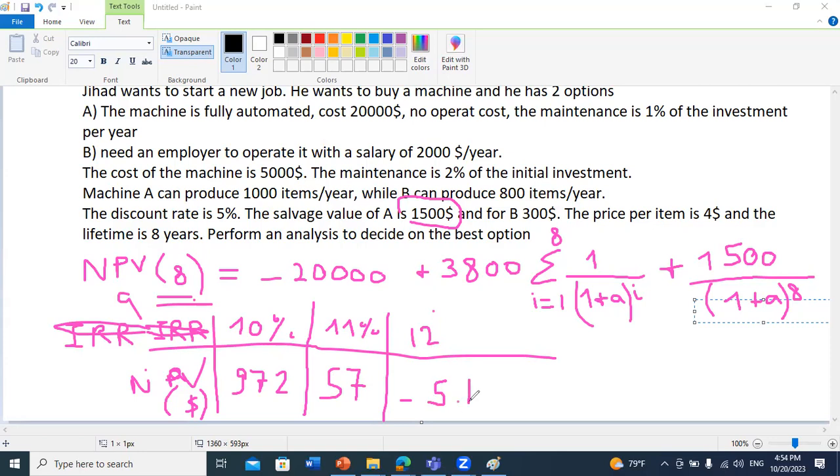So we are very close to the actual value. If we do it on the calculator, we can obtain nearly the value for the discount rate. So the discount rate is nearly 11.3%. So the internal rate of return for this project is 11.3%.